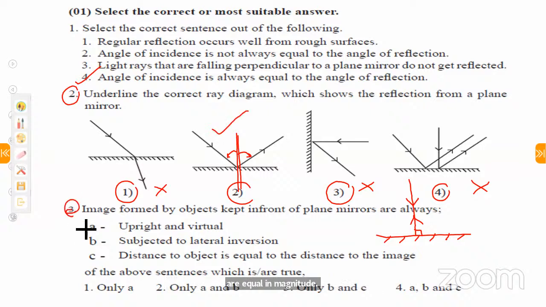Number 3. Image formed by objects kept in front of a plane mirror are always upright and virtual. Correct or incorrect? Correct. Subjected to lateral inversion.